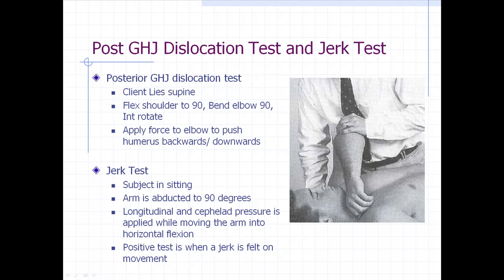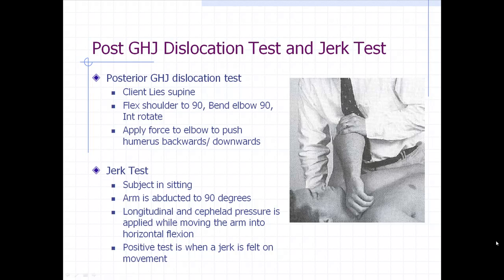The first one is a posterior dislocation test or posterior subluxation test, in which the subject lies supine. The shoulder is flexed to 90 degrees and the elbow flexed to 90 degrees and held in internal rotation. An anteroposterior force is applied to the humerus, and we're feeling for a posterior subluxation down here at the head of the humerus.